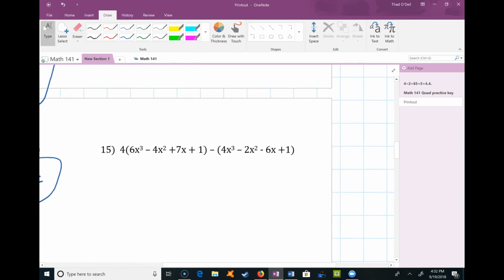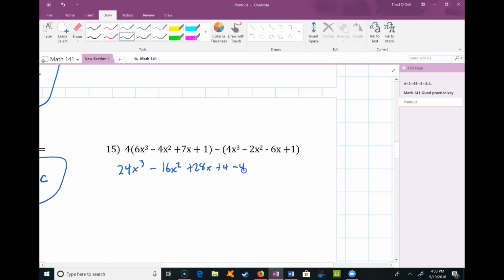Okay, once again over here, we could just add all this stuff, except there's a 4 outside this parenthesis and there's a negative outside that parenthesis. So I'm going to have to distribute them. That gives me 24x to the third minus 16x squared plus 28x plus 4. And if I distribute that negative sign through, that's going to be minus 4x cubed plus 2x squared plus 6x minus 1.